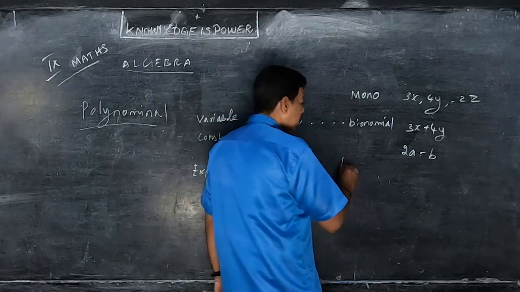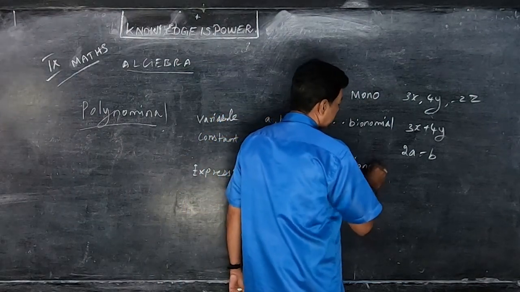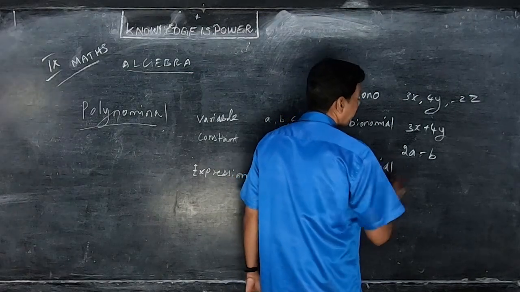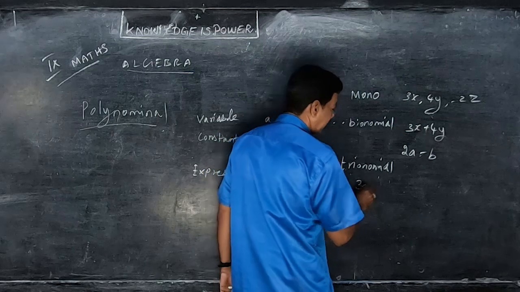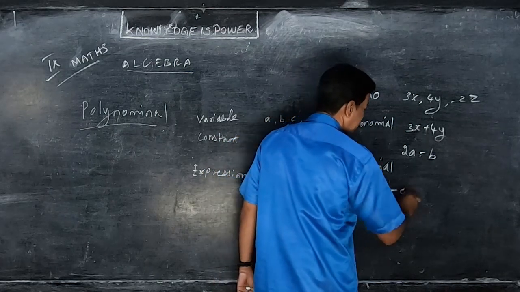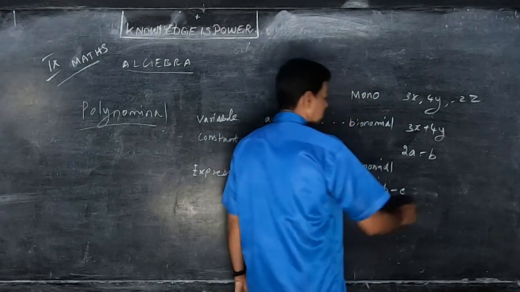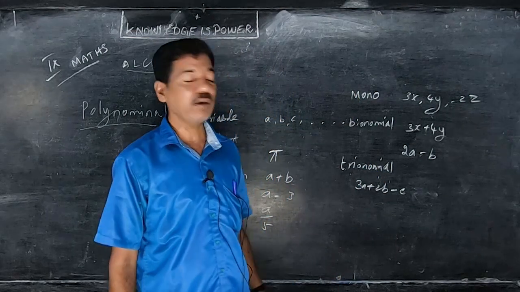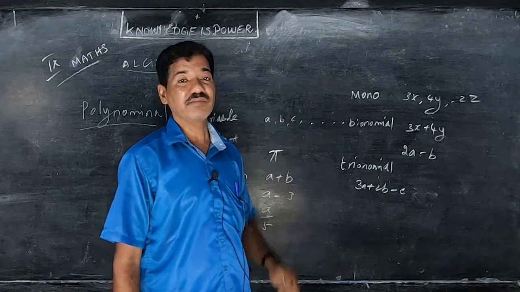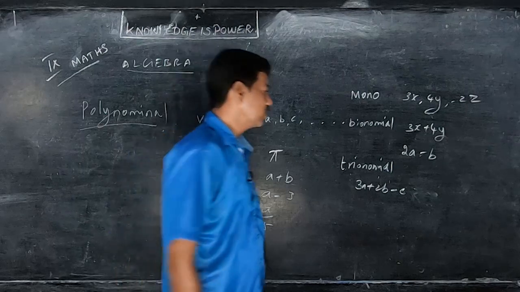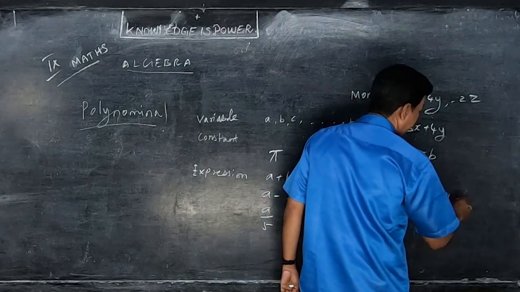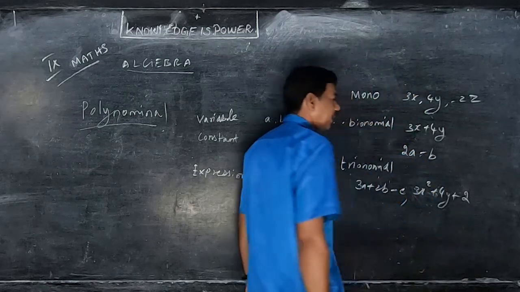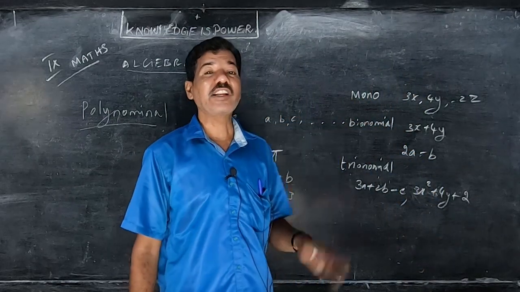சரி, மூணு டேர்ம். 3 terms இருந்தால் அதுக்கு பேர் trinomial. What is that? Trinomial. For example 3a plus 2b minus c equal to 0. This is called a trinomial. Why? Because it consists of 3 terms. Okay, so any other example? 3x square plus 4y plus 2. ஸோ இந்த மாதிரி மூணு டேர்ம் இருந்தால் அதுக்கு பேர் trinomial.